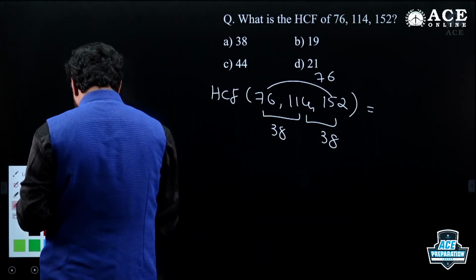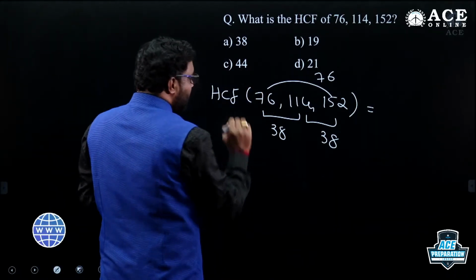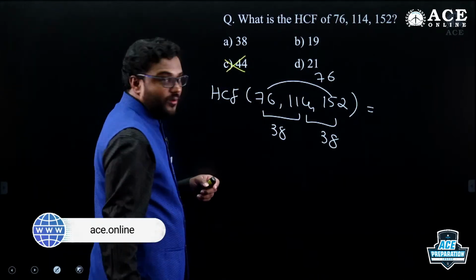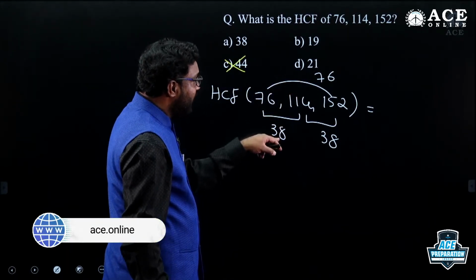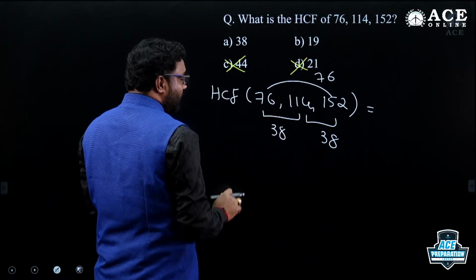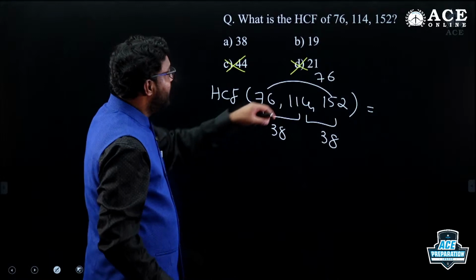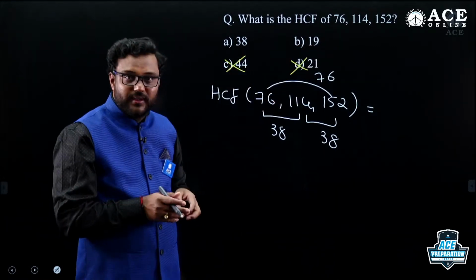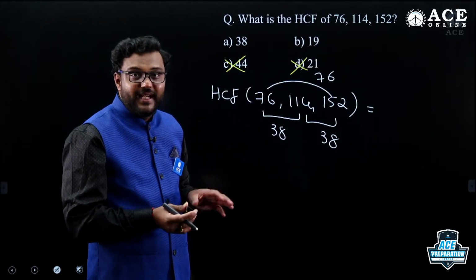44 is not dividing 38, so not required. 38 cannot be divisible by 44, no. Is it divisible by 21? No. It's divisible by 19 and 38 both. Sir, is it 19 or 38?